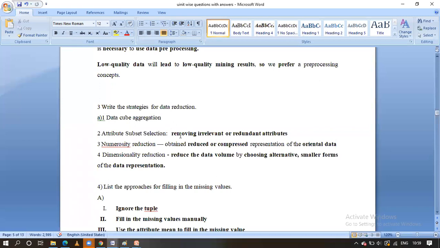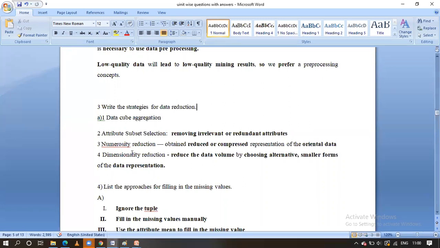And the next one is attribute subset selection. Only relevant attributes are needed for the data mining process. How we are going to select? By using the attribute subset selection, I'm going to select the needed attributes. In this way irrelevant and redundant attributes I can remove. And the next one is numerosity reduction. Here we are going to compress the original data, guys, and I am going to reduce the original data in this numerosity reduction.